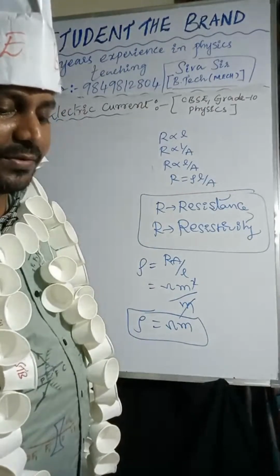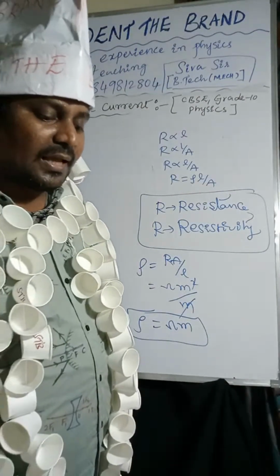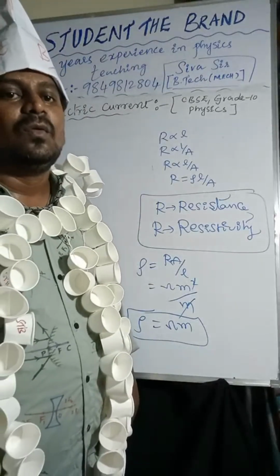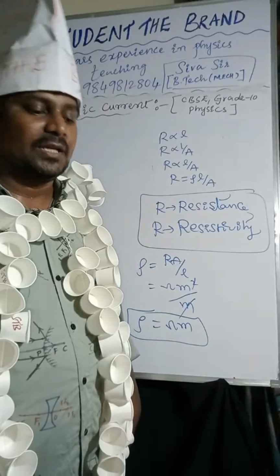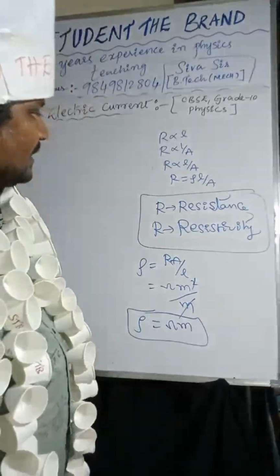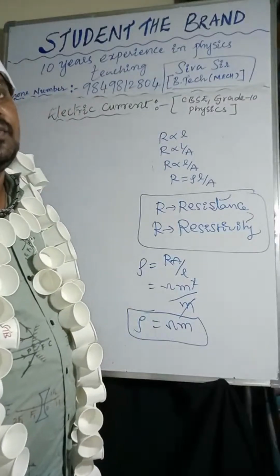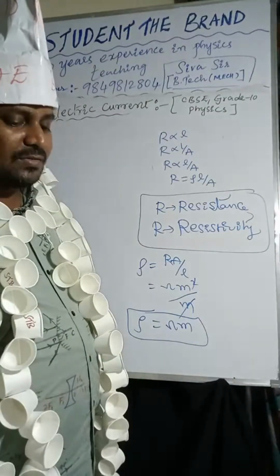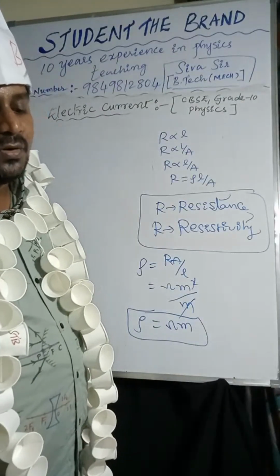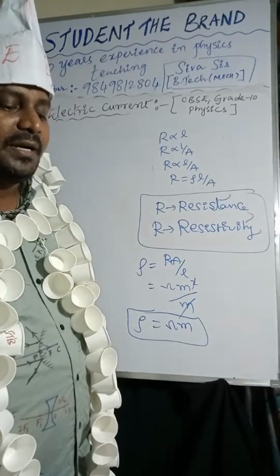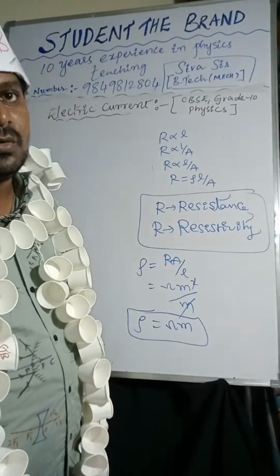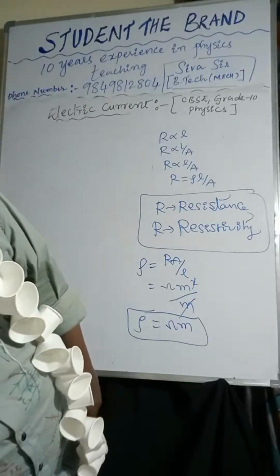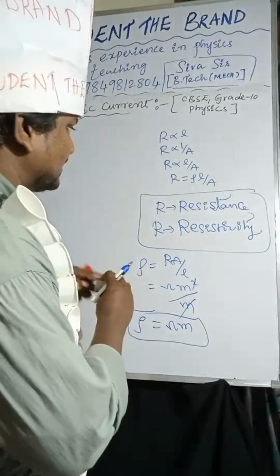SI unit of resistivity is ohm meter, right? So SI unit of resistance is ohm. SI unit of resistivity is ohm meter. Okay, so now we'll discuss the difference between resistance and resistivity.